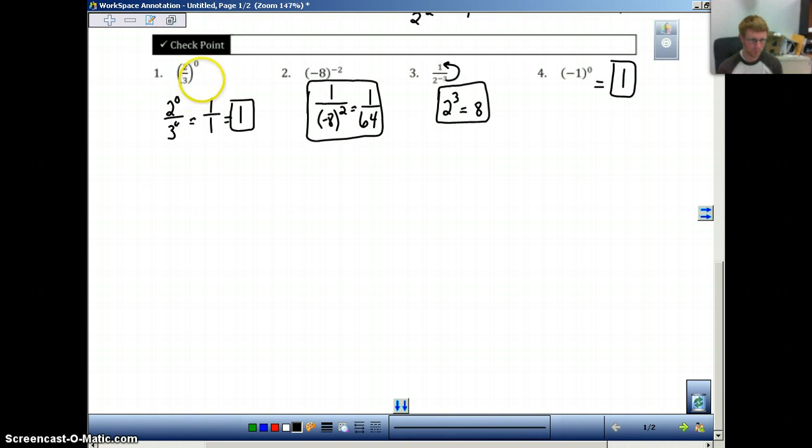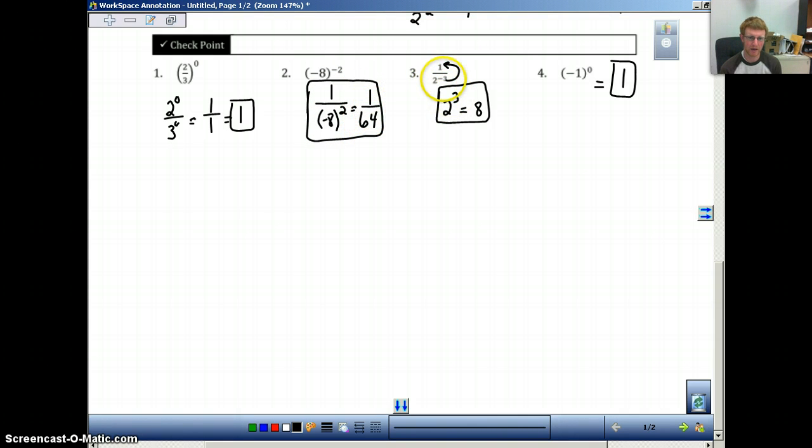All right, so this first one, you have something to the 0 power, it should just be 1. I mean, it's easy. 2 to the 0 power, 3 to the 0 power, both of those are 1. 1 over 1 is 1. Second one, we have negative 8 to the negative 2. So what we do is we bring that to the bottom of a fraction. So if there's nothing on the top already, then it has to be 1. Whatever's left over would just be 1 because there's nothing to leave there. So it's negative 8 to the 2 power. Negative 8 squared is 64. So you have 1 over 64.